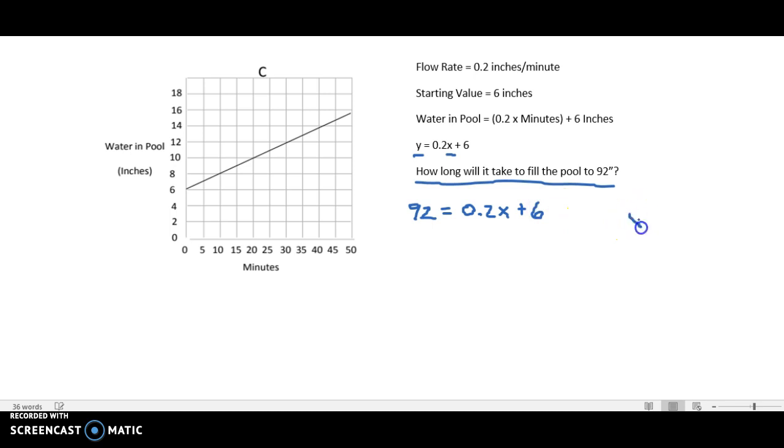So for instance, if we want to look at this from the old input-output model, we know that the water is described by the relationship of 0.2x plus 6. So when we put time into our input-output machine, we get out the number of inches of water we have, and we would like to know what time we have to put into that relationship to get out 92 inches. So let's get rid of this for a second.